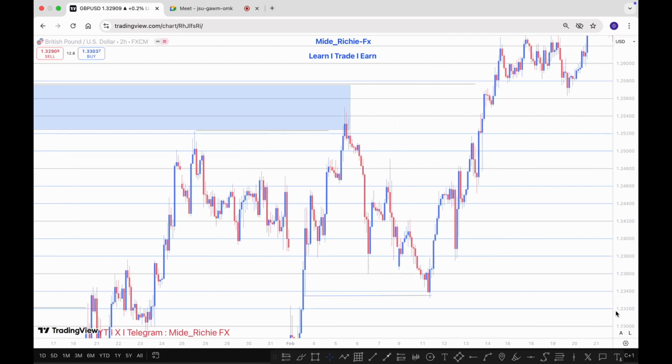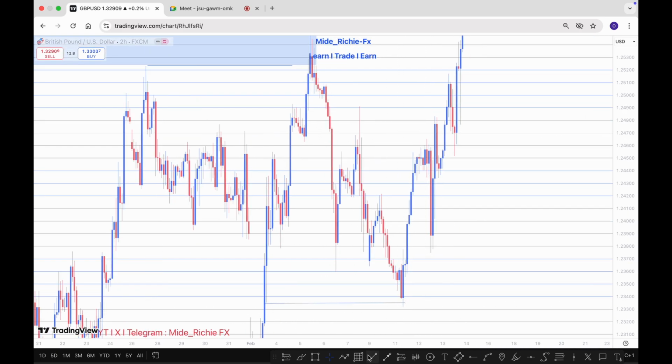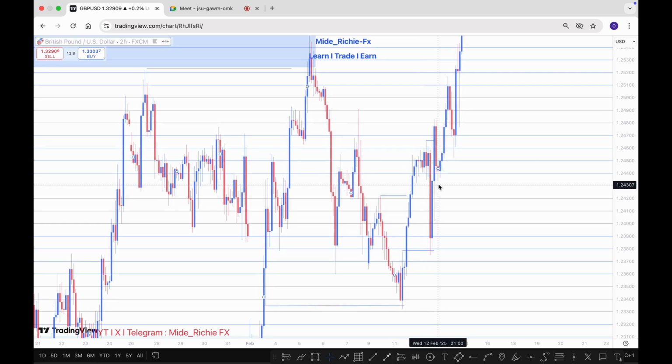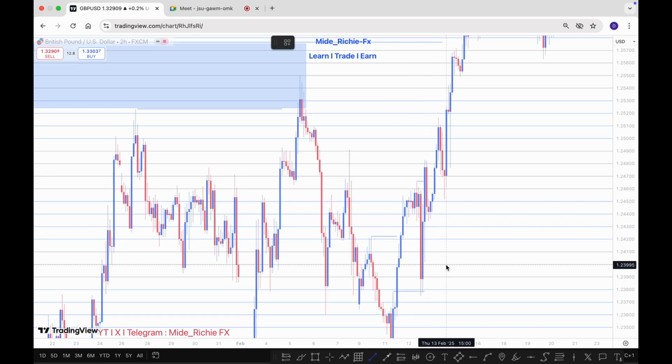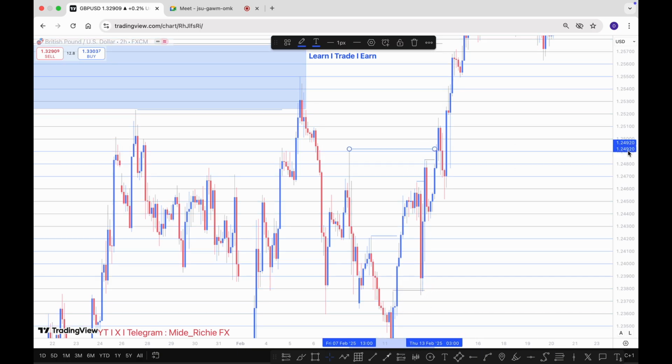So right after the mitigation of this demand, we had an internal change of character, which is this one. But just one internal change of character doesn't really confirm my whole position, or what I want to do. After we had the internal change of character right here, the market mitigated something, I think a breakout block, and then broke structure. After the break of structure, the market mitigated something again and broke another structure. So I was now a little bit sure about the buy after the market took out this external high.